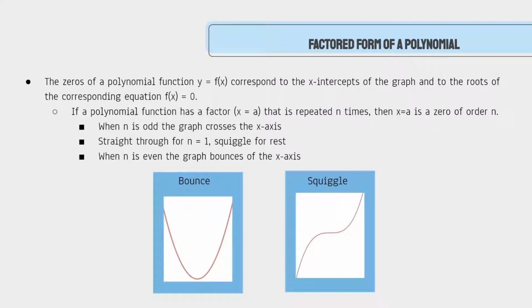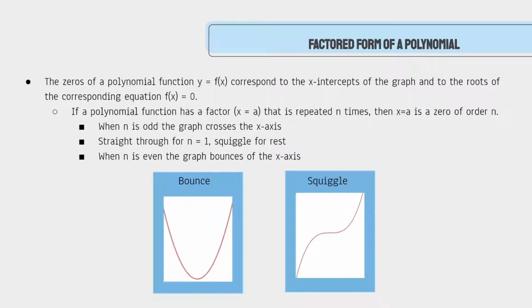The zeros of a polynomial function y equals f of x correspond to the x-intercepts of the graph and to the roots of the corresponding equation f of x equals 0. If a polynomial function has a factor x equals a that is repeated n times, then x equals a is a zero of order n.